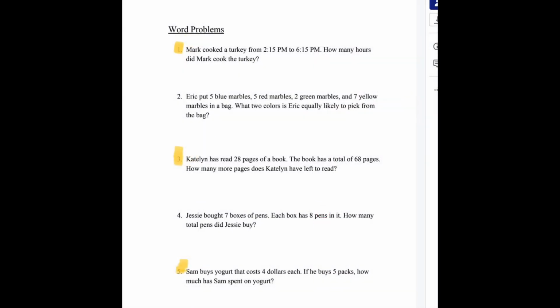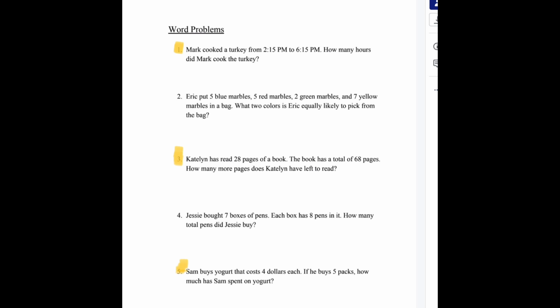Now we're going to do word problems. So the first one says Mark cooked the turkey from 2:15 p.m. to 6:15 p.m. How many hours did Mark cook the turkey? So he cooked it from 2:15 p.m. to 6:15 p.m. So we're supposed to find how many hours he cooked.